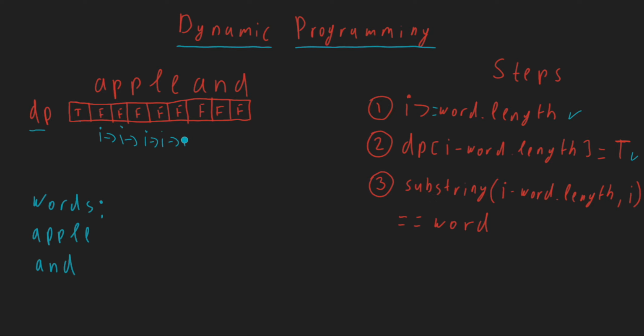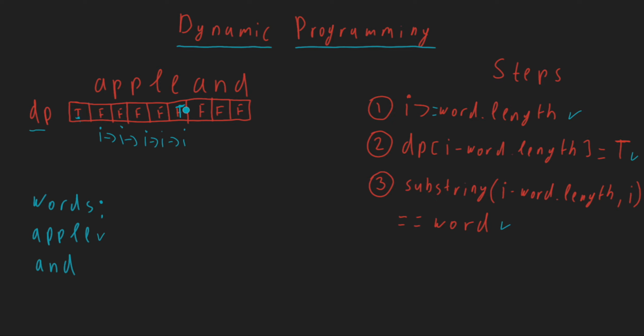The next one, i equals apple. We have checked for this word and it's still false, and now we are checking for apple. Does it pass our first step? Yes. Does it pass the i minus word length check? This value from here is true, so it passes. How about the last one? Again we check the substring from i minus word length to i. Does it equal our word? Yes, it equals apple, so we set this value to true. At this point we have solved this subproblem.